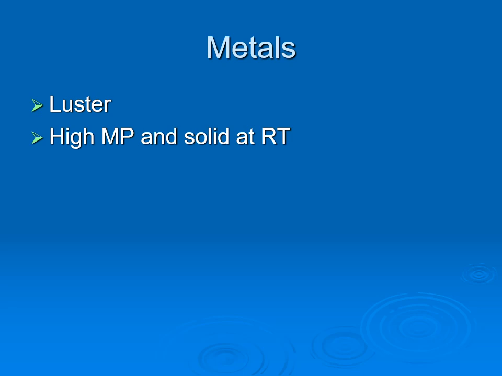Metals all have high melting points and are solid at room temperature except mercury. Mercury is the one exception to that. Mercury, Hg, comes from the word hydrargyrum, which is Greek, I think, or actually it's Latin, for mercury. But mercury is a liquid at room temperature, but otherwise everything else is a solid.